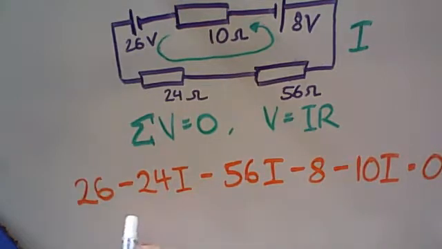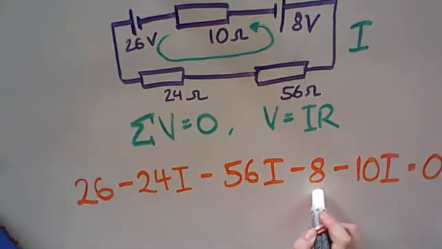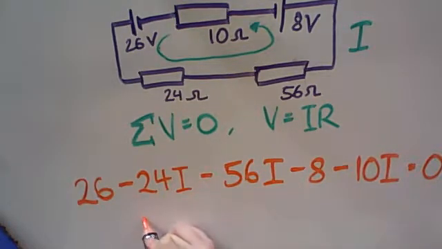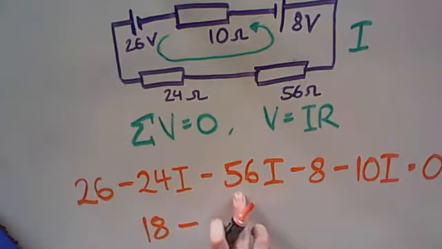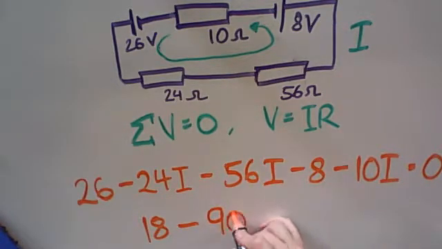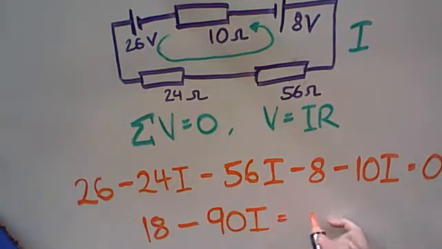First of all, let's group together the numbers. So we've got 26 minus 8, we've got 18, and then we've got all these minuses, and it just so happens that minus 24, minus 56, minus 10 works out to 90, and that equals 0.